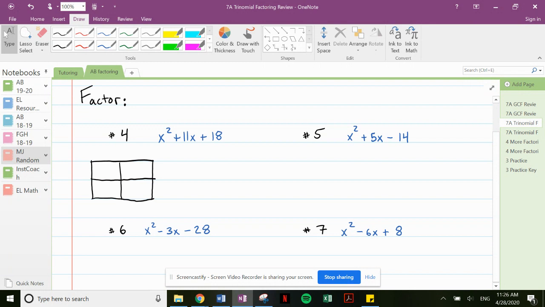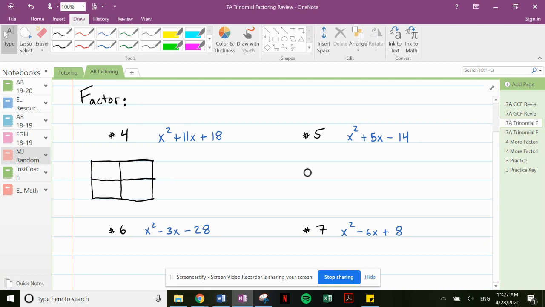The last couple days you learned about factoring trinomials, and we're going to do a quick 4 of them just to review. So number 4 here, factor x squared plus 11x plus 18. I'm going to do one area model just to get you thinking, and then we're going to try and do the next 3 without using the area model.